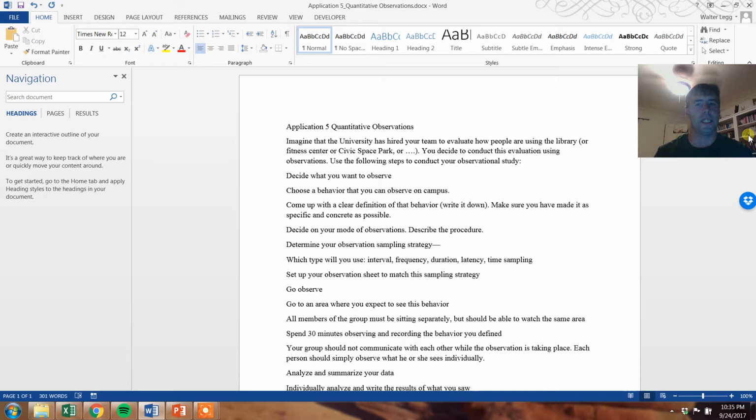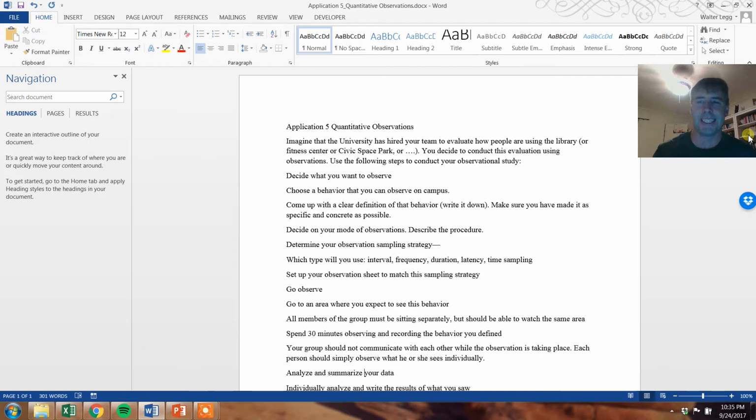So what is it? Make a clear definition of that behavior, and it needs to be super clear. When we do this in groups, I often find this trips people up, believe it or not. They think they're doing something simple, and inevitably there's a wrench in it somewhere. So be very clear about the behavior. Decide on your mode of observation. The texting we talked about in class gives you kind of 3 different spectrums of observation. You need to think about each of those 3 and describe where you are on that.